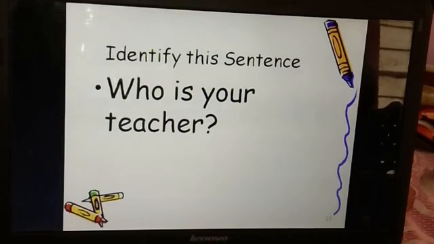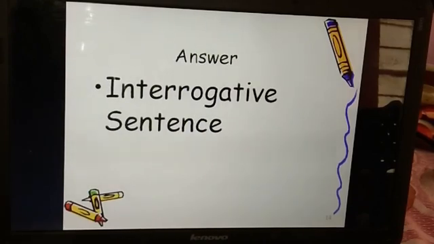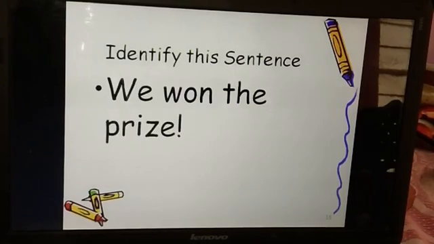Who is your teacher? Now children, you will find this particular sentence is ending with a question mark. So we are asking the question. So what we have learned, when we are asking the question, we term such statement as an interrogative sentence.